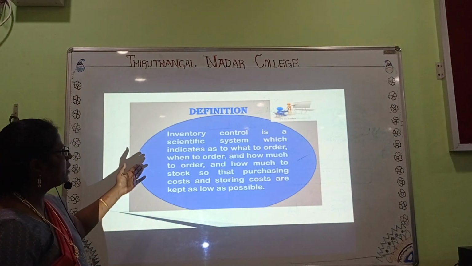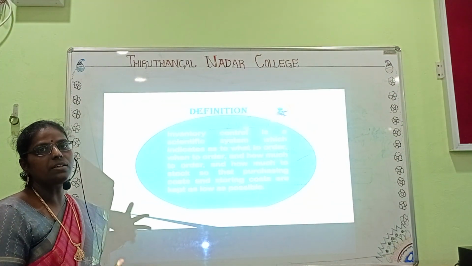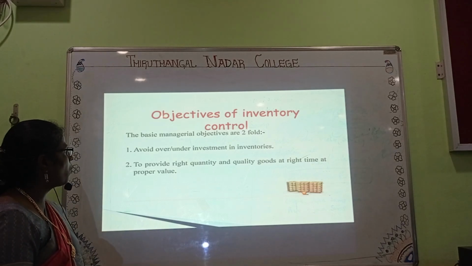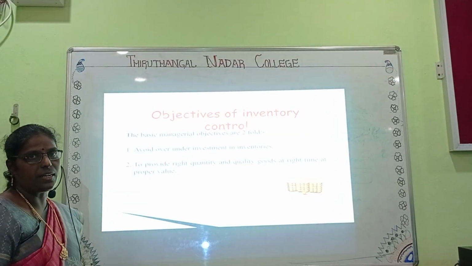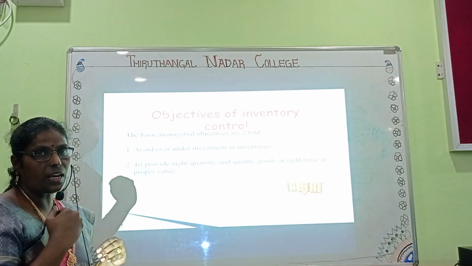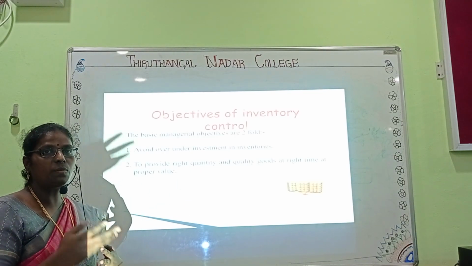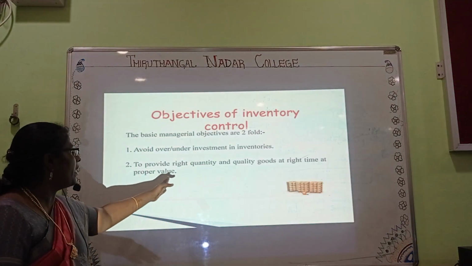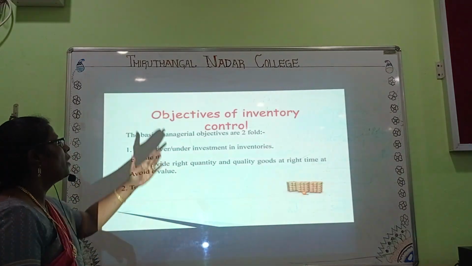Okay. And next, here we have the definition of inventory, and I already told you, it is an important 2-mark question. You can expect what is inventory or definition of inventory in your university question paper. Next, the objectives of inventory control. The basic objective is to avoid over and under investment in inventories. The business has to maintain the correct inventory level. If the inventory level is very low, the production process will automatically stop. If they have excess inventory, there is a possibility of damage and theft. So the business has to maintain the level of inventory to provide the right quality goods at the right time at the proper value. These are the 2 main objectives of inventory control.